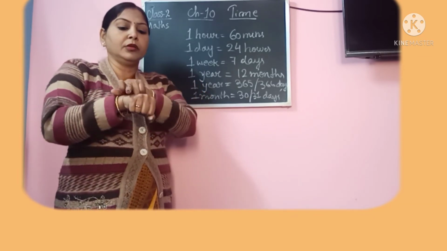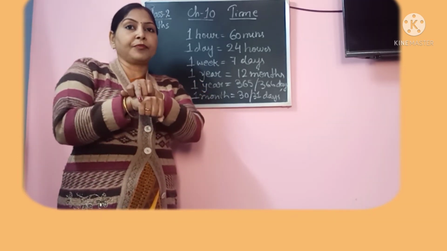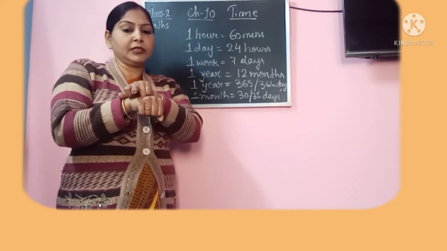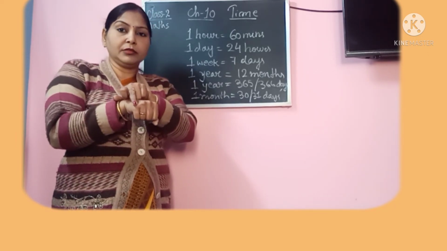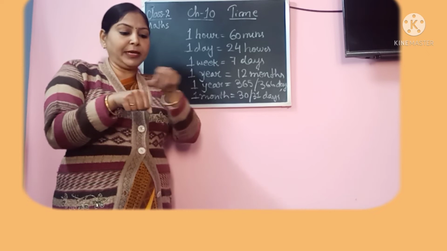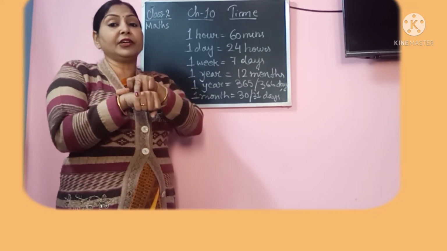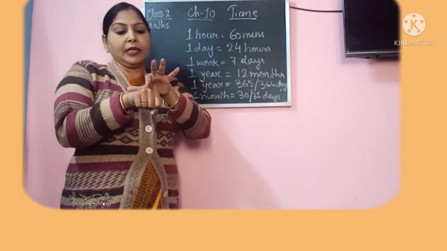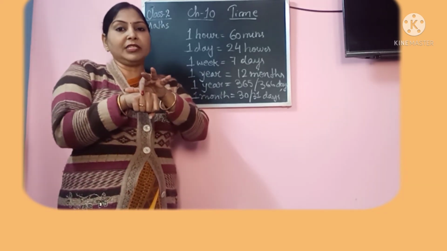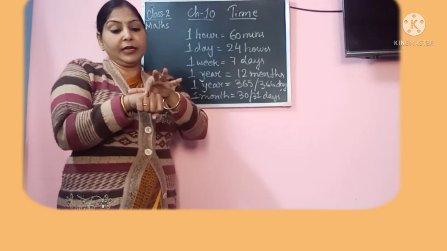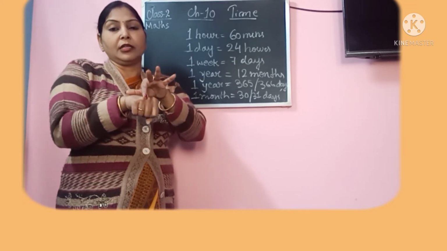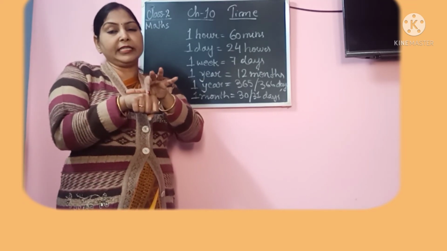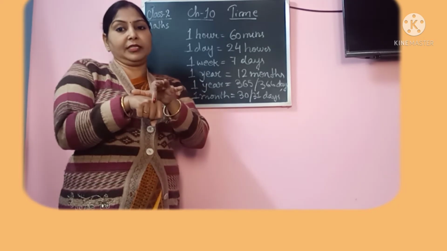Then again, after July and August, what comes? September, okay. Now, September again is having 30 days. Okay. Then, after September we have October, 31 days. Then November, 30 days, and December we have 31 days, like that.